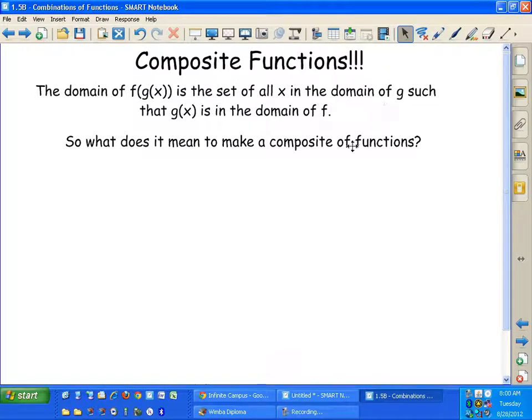Hello and welcome to section 1.5b, combination of functions. In this section we're going to talk about composite functions. And composite functions are basically one function inside of another function.